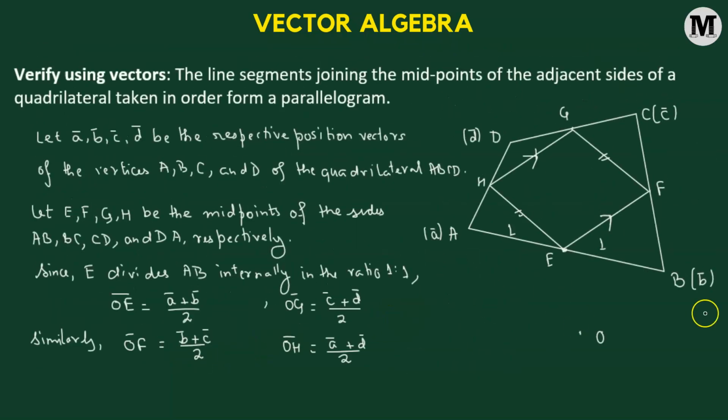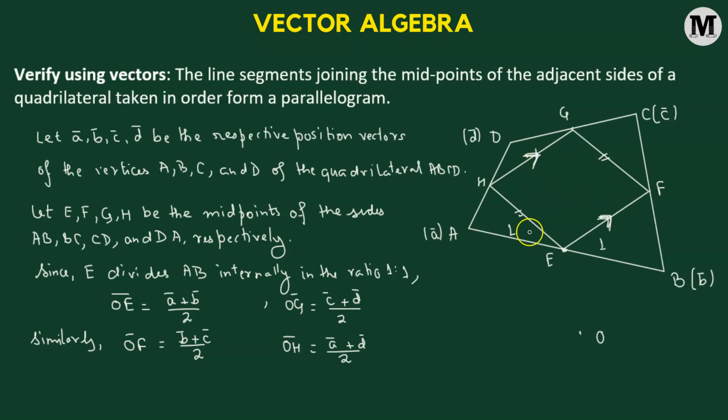Now, the EF vector equals the HG vector. Since these two vectors are equal to each other, magnitude-wise they are going to be of equal length, and since the two vectors are both going in the same direction, we can say that EF and HG are also parallel to each other. So here we have shown that in the quadrilateral EFGH, the EF vector equals the HG vector.